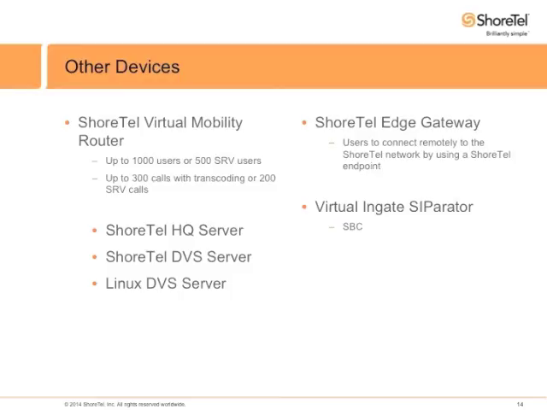Next is the ShoreTel Edge Gateway. For this, it basically allows users to connect remotely to the ShoreTel network by using a ShoreTel endpoint. These endpoints are the IP400 series phones, as well as the ShoreTel Connect client, which is basically Communicator under the Connect platform. And the best thing about this, the greatest advantage, is that it eliminates the need for a third-party VPN client. It uses remote access secure tunneling, RAS protocol, for security. And from your 400 series phone, you can enable VPN and then use the FQDN as the gateway.